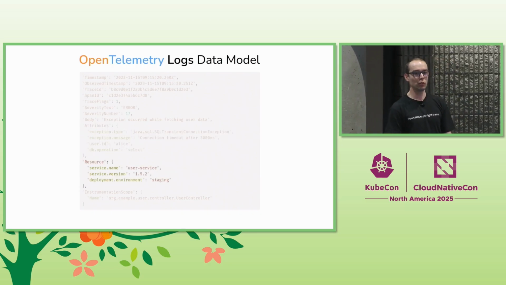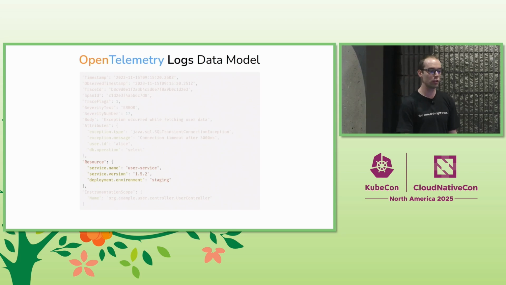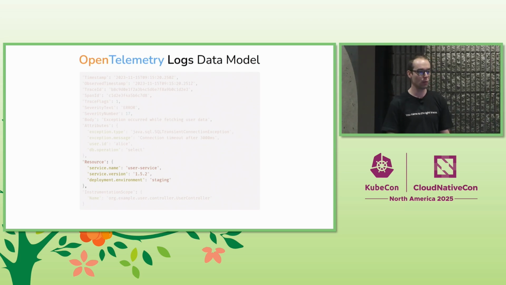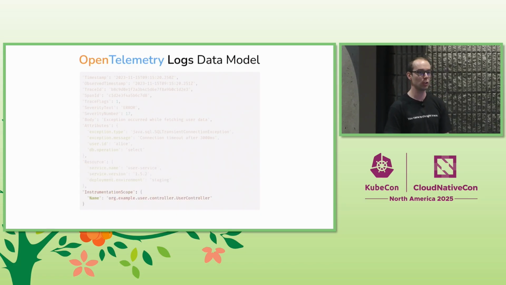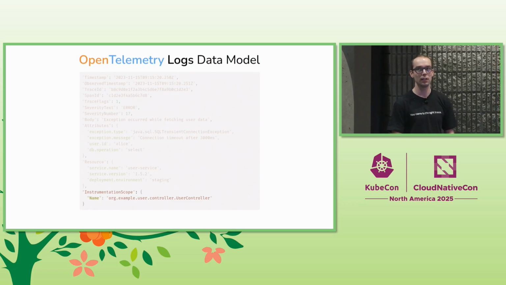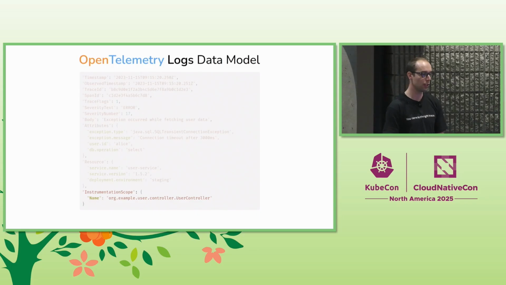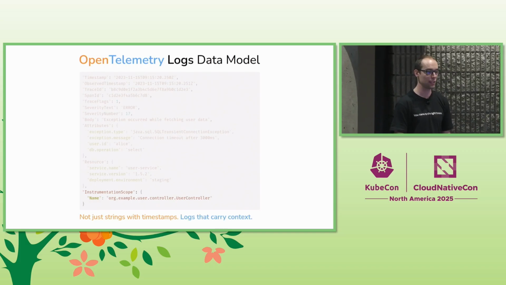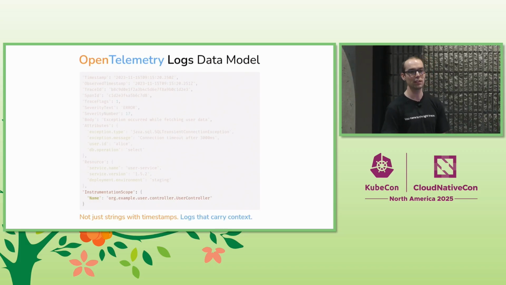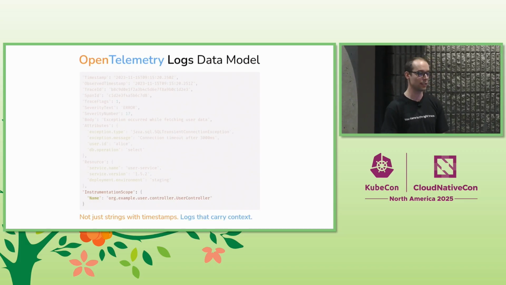Also, in OpenTelemetry, we have something called resource, which allows identifying the software that emitted the log record, and instrumentation scope, which contains information about source code. It can be, for instance, a logger name in Java. It can also be the name of your module where the logs come from. So in OpenTelemetry, logs are not just strings with timestamps, but these are entities which carry context.